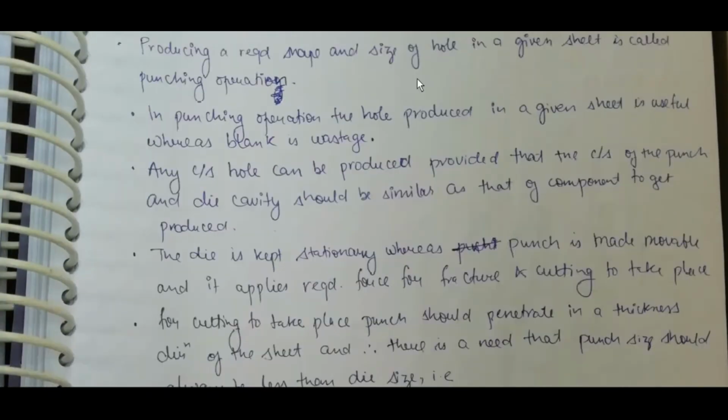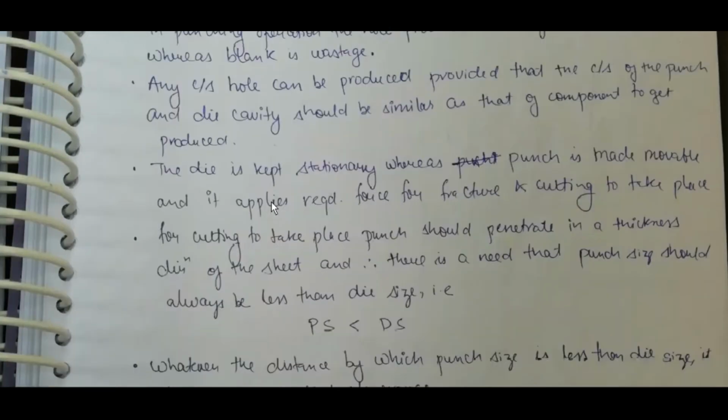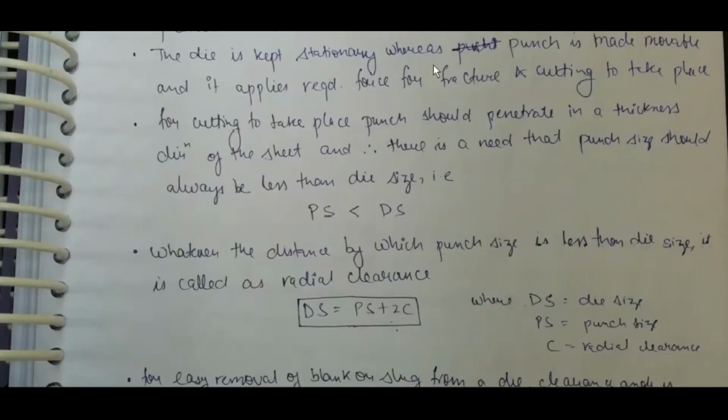Producing a required shape and size of hole in a given sheet is called the punching operation. In the punching operation, the hole produced in the given sheet is useful, whereas the blank is wastage. Any cross-section hole can be produced, provided that the cross-section of the punch and die cavity is similar to that of the component to be produced. The die is kept stationary, whereas the punch is made movable, and it applies the required force for fracture and cutting to take place.